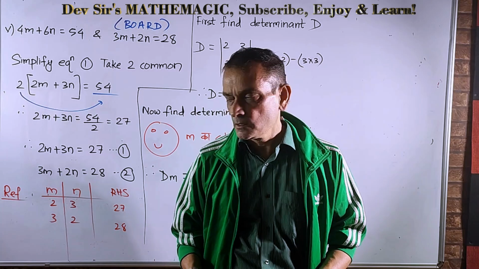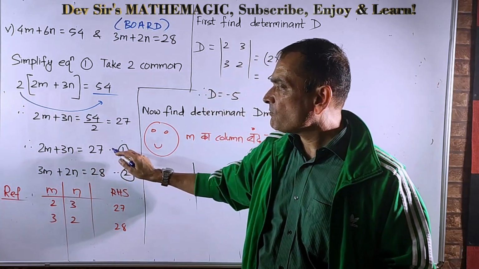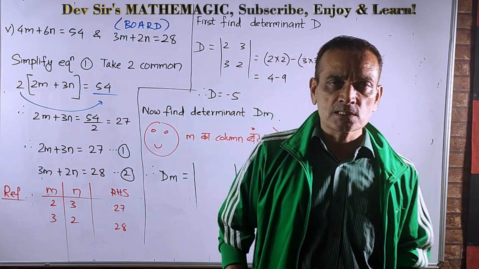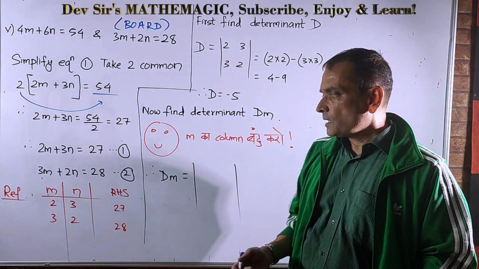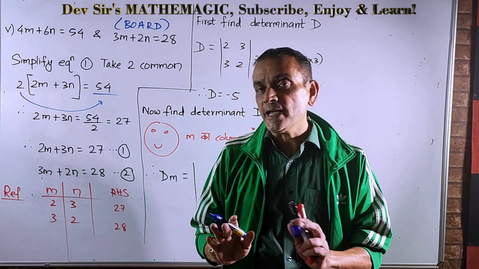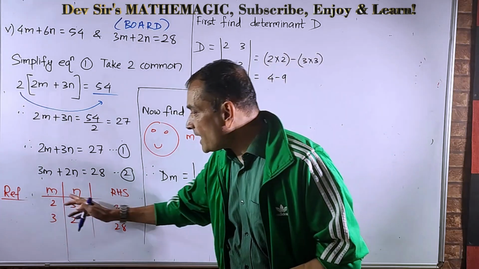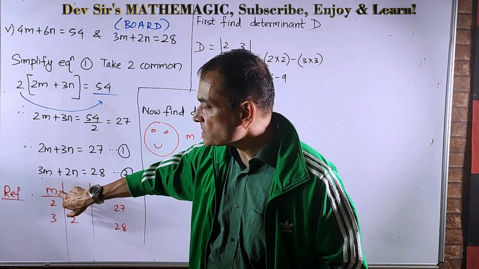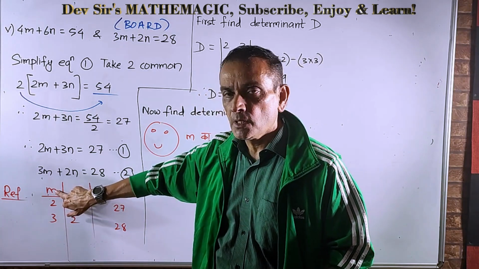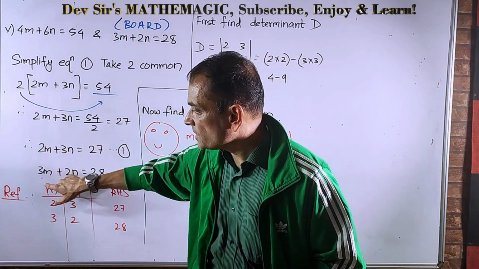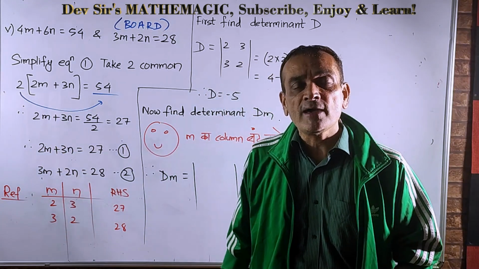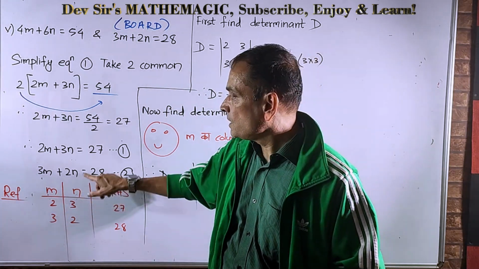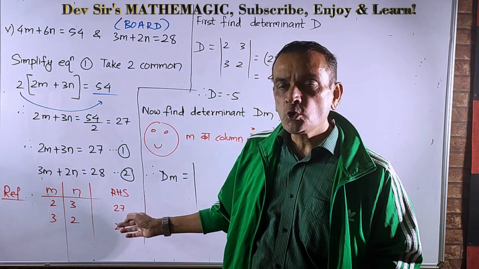Why do we want that? So 2m plus 3n equal to 27. The second equation we did nothing to, because you can't take common from the LHS. Right? For our reference, in the last sum we had x and y. Now we have got m and n. So first write m, then write n, column of m. In the column of m, what do we have? 2, 3. In the column of n, what do we have? 3, 2. RHS, what do we have?